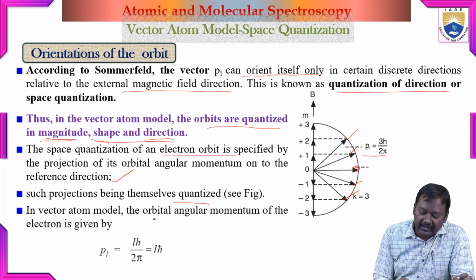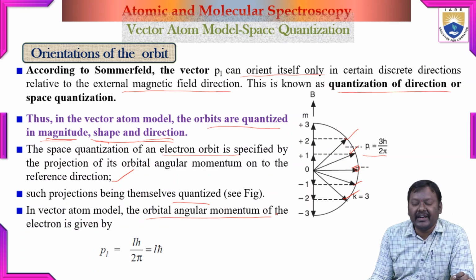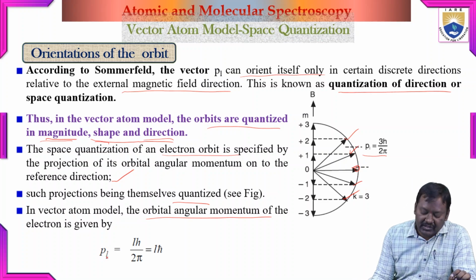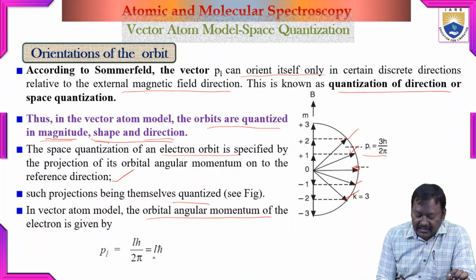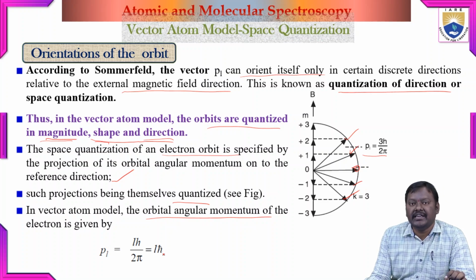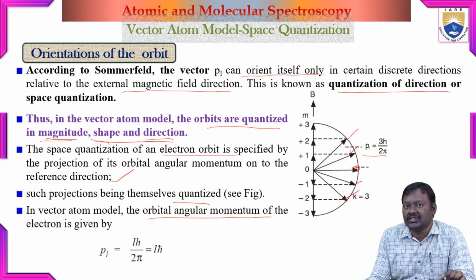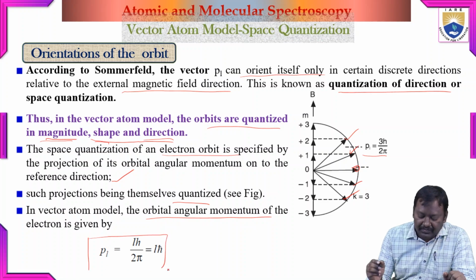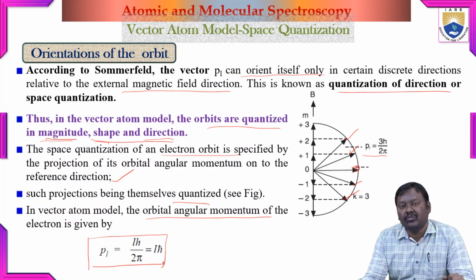In the vector atom model, the orbital angular momentum of the electron is given by PL equal to L h by 2 pi, which you may write as L h cross, as h cross can be written as h by 2 pi, where h is Planck's constant and L is also a quantum number representing the orbital angular momentum in particular directions. So this is the orbital angular momentum.